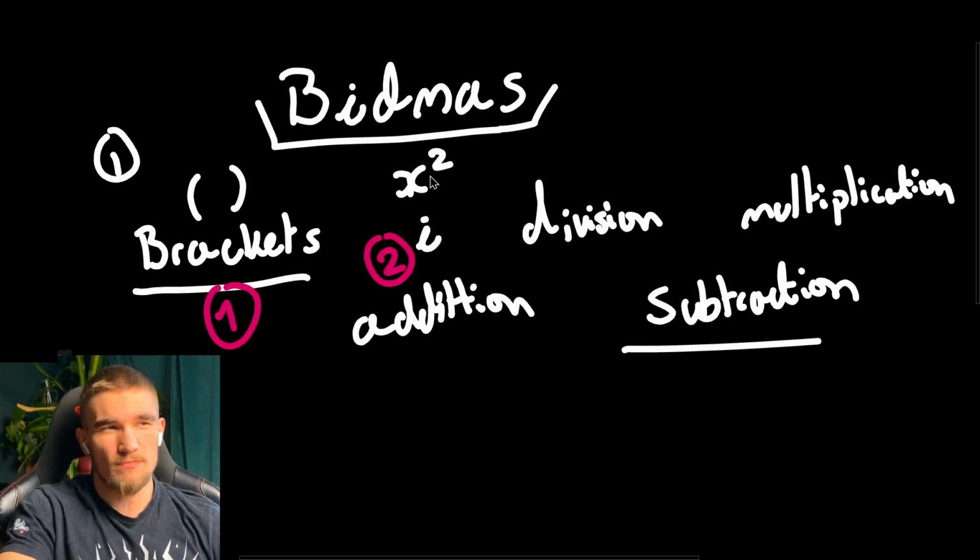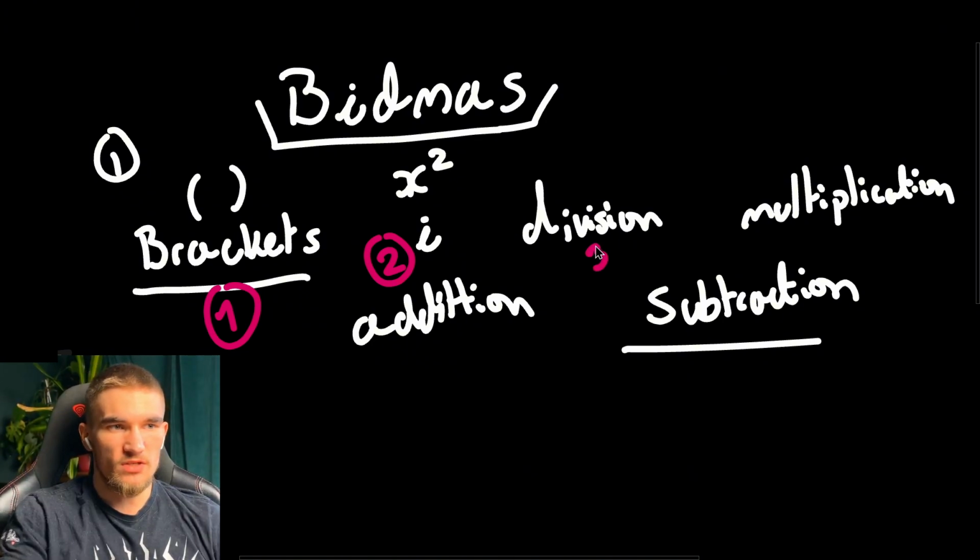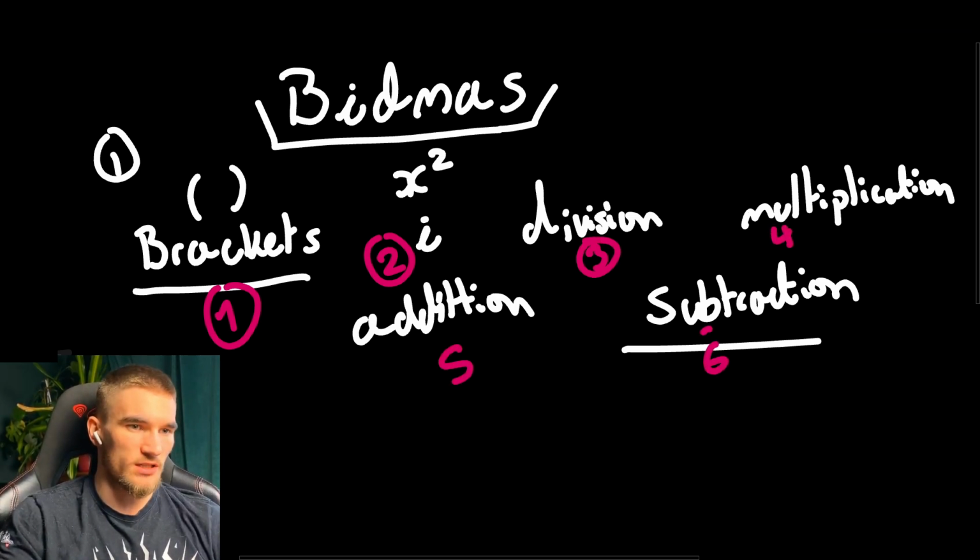And indices are just powers and roots and things like that. So like 2 to the power of 2 or square root of 4. Division is obviously third place, then we multiply, and then we add and subtract at the very end.